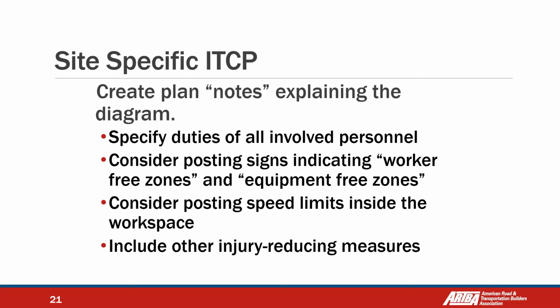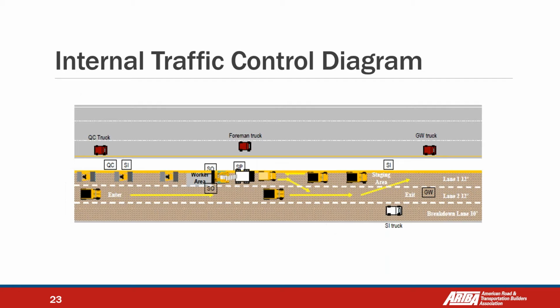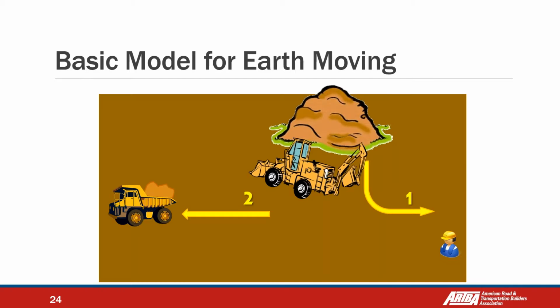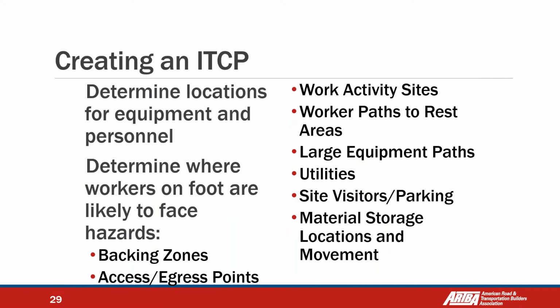Consider posting speed limits inside the workspace. Include other injury-reducing measures. We were talking about all these signs before. This is an internal traffic control plan made on a computer. You can use it too if you allocate this responsibility, for example, to the safety manager. You can create a plan section by section, but if you prefer, you can allocate this responsibility to the foreman.